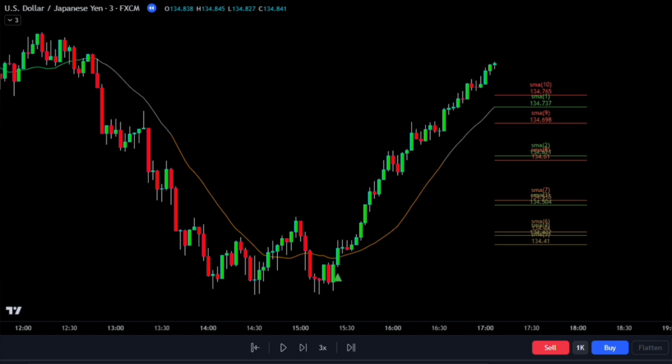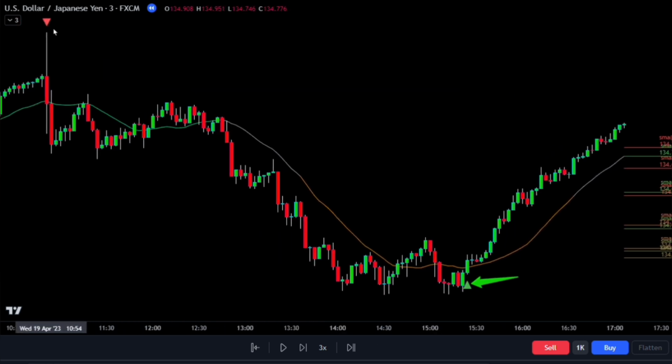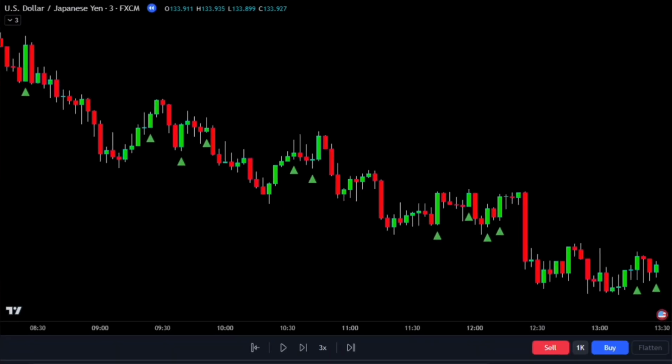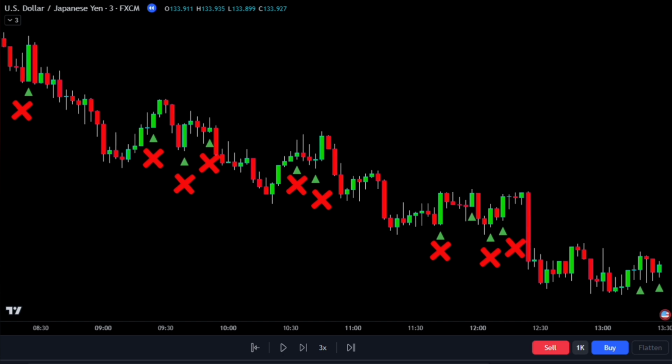This indicator is really good at detecting when the price might reverse its direction. When we see a green arrow signal, it means that the price might change from a downward trend to an upward trend. Conversely, when we see a red arrow signal, it suggests that the price might change from an upward trend to a downward trend. However, sometimes we get a reversal signal, but the price doesn't actually reverse. In those cases, we continue to follow the existing trend instead of being misled by the signal.